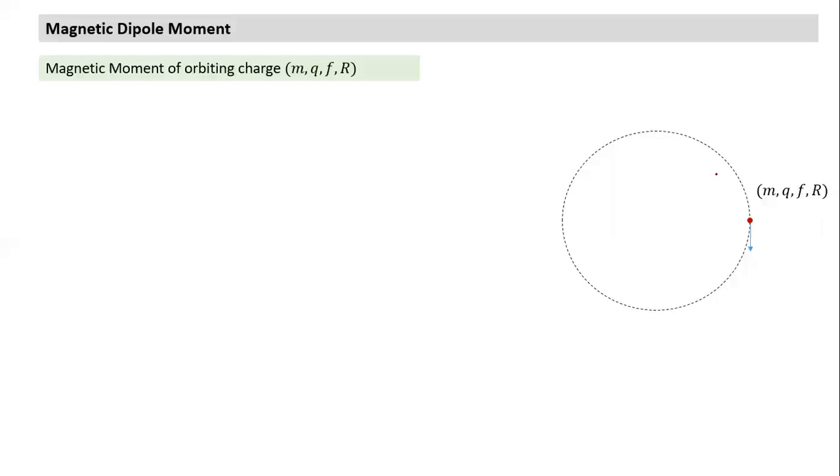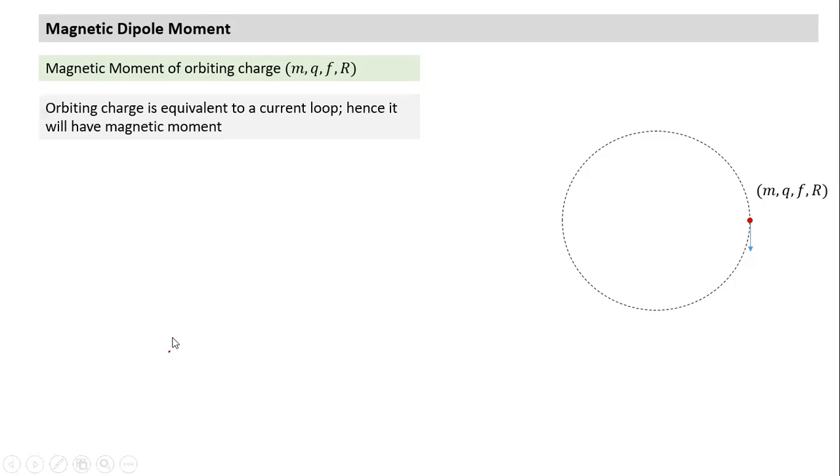The question is, if these are the parameters given, charge is Q, frequency is F, radius is R, mass is M, what is the magnetic dipole moment? It is easy to calculate. Magnetic dipole moment is NIA. In this case, there are no multiple loops, so it is current into area. Can we calculate the magnetic dipole moment? Does it require any complex concept? No. First, we need to understand what the current is here.